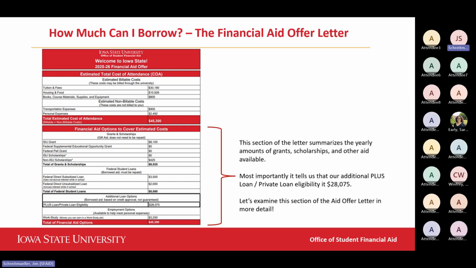Next are your financial aid options to cover estimated costs. This section of the letter summarizes the yearly amounts of grants, scholarships, and other aid available. Most importantly, it tells us that our additional PLUS loan or private loan eligibility is at $28,075. On this next slide, we will examine this section in a bit more detail.